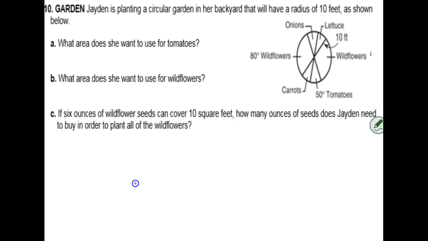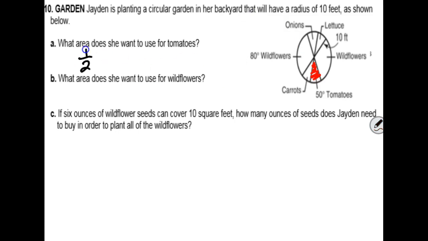This one's kind of strange. Jaden is really into gardening and is doing a PreCalc problem to figure out how many seeds to buy. Go her. So we have this circle that's broken up into different sectors, and the radius of the garden is 10 feet. What area does she want to use for tomatoes? So tomatoes, I believe, are just right here. So that's a 50-degree segment or sector. However, we remember that we can't use 50 degrees, so we'll get to that in a second.